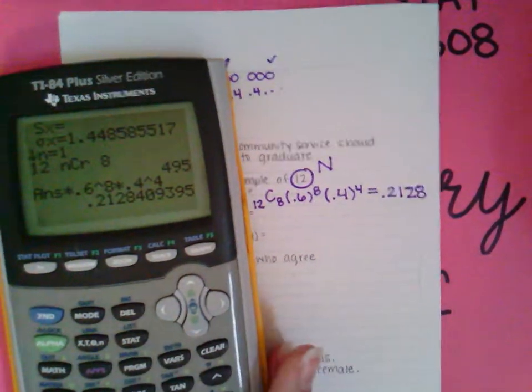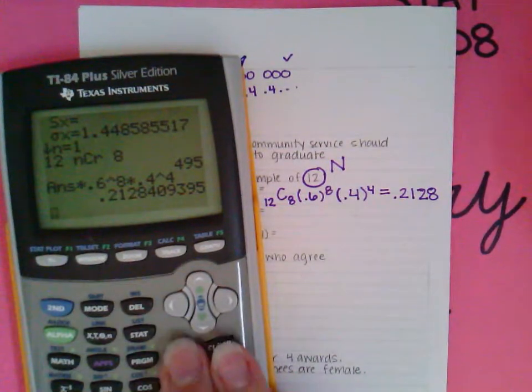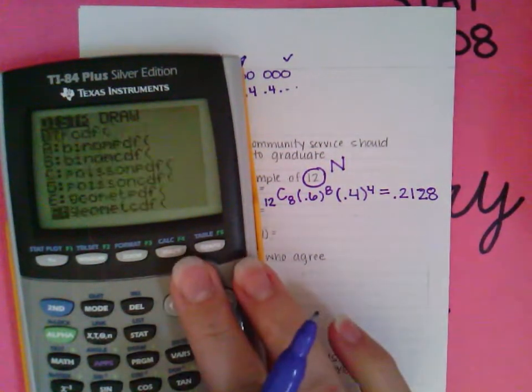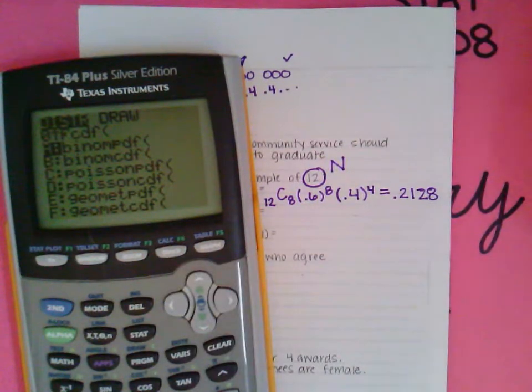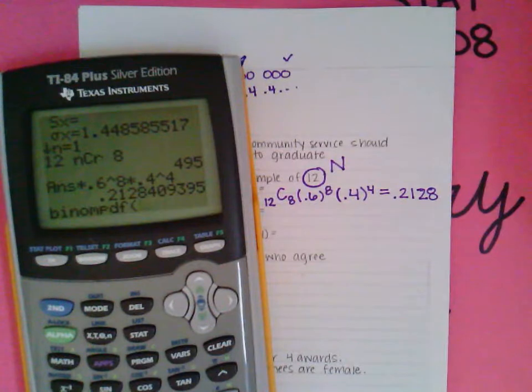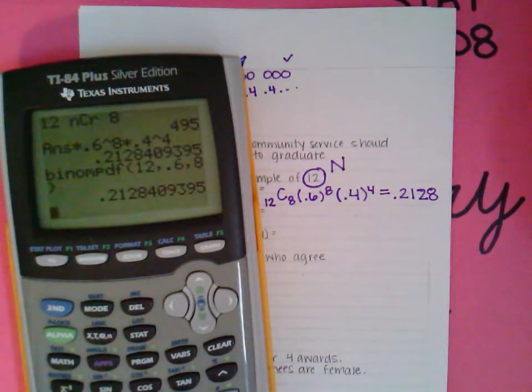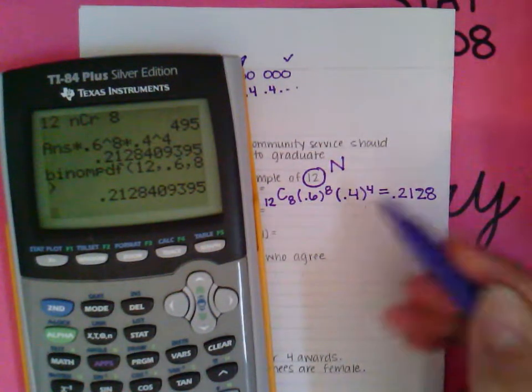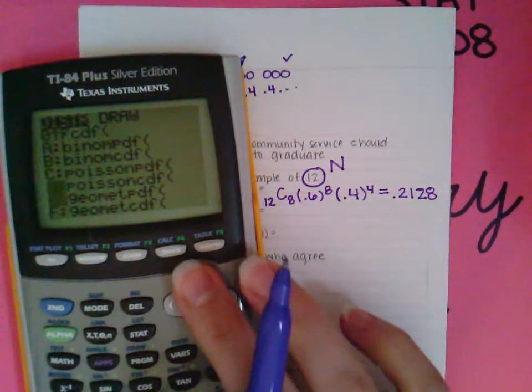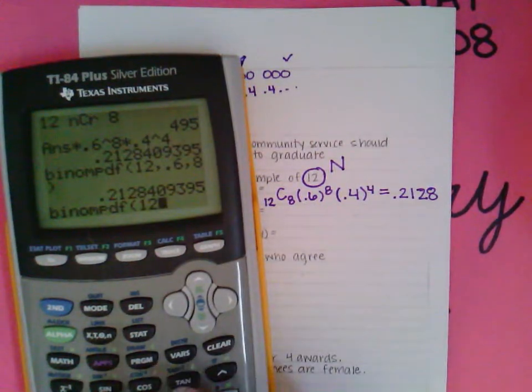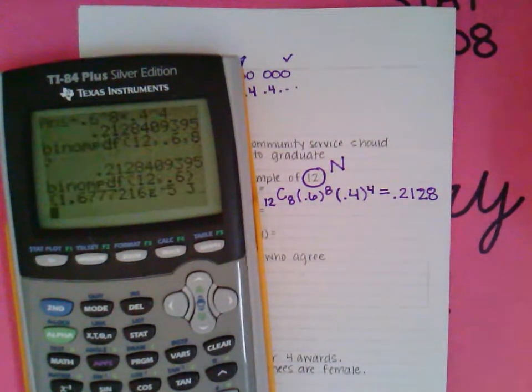and that finds me 0.2128. The other way you could do this is under the distributions key, which is here with variables. You can use what's called a binomial PDF because we're just looking at 1 point. You put in N, then P, and then your X value, which in this case is 8. It finds the exact same probability we did, because the program already knows this formula for you. The other thing you can do is if you don't put an X value, just 12 and 0.6, it will give you the entire distribution, starting at 0.